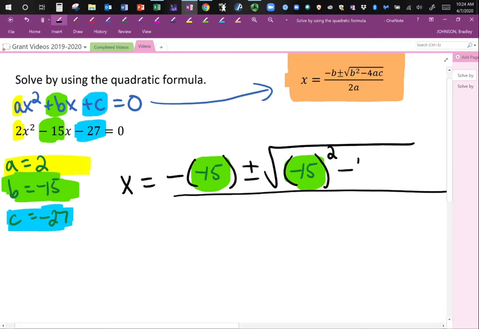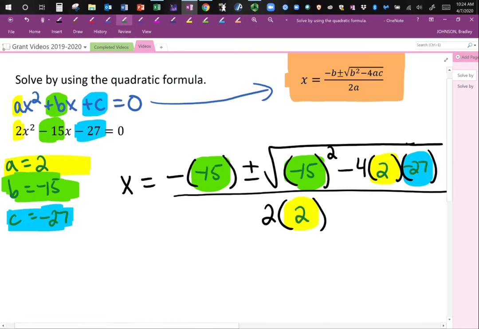And then we have minus 4 times a times c. Now a, I put in yellow, which was 2. And then c was negative 27. And then in the denominator, we have 2 times a. And a we labeled with yellow, so we have 2 times 2. Now we need to just keep cleaning up.